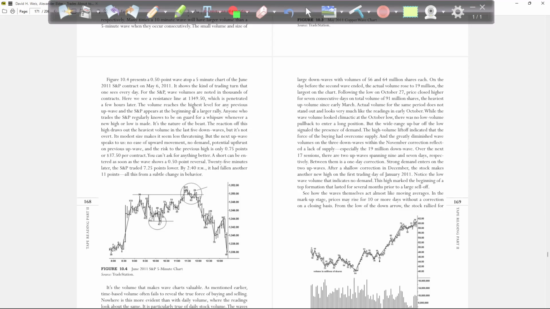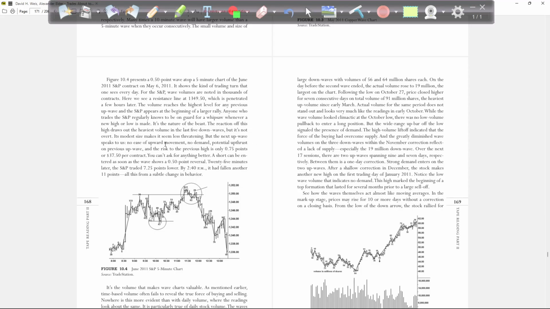The volume reaches the highest level for any previous up wave, 141,000 contracts, and the S&P appears at the beginning of a larger rally. Anyone who trades the S&P regularly knows to be on guard for a whipsaw whenever a new high or low is made. It's the nature of the beast. The reaction off this high draws out the heaviest volume in the last 5 down waves, but it's not covert. Its modest size makes it seem less threatening, but the next up wave speaks to us.